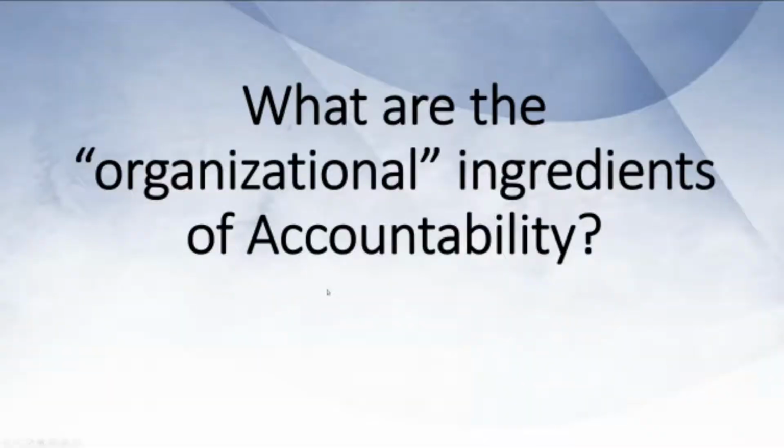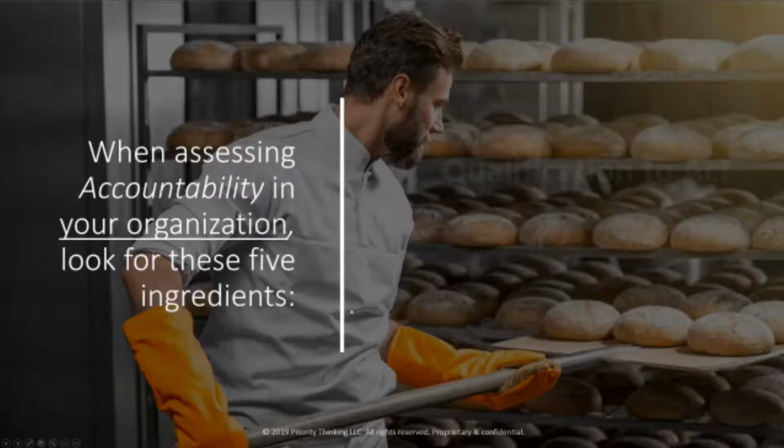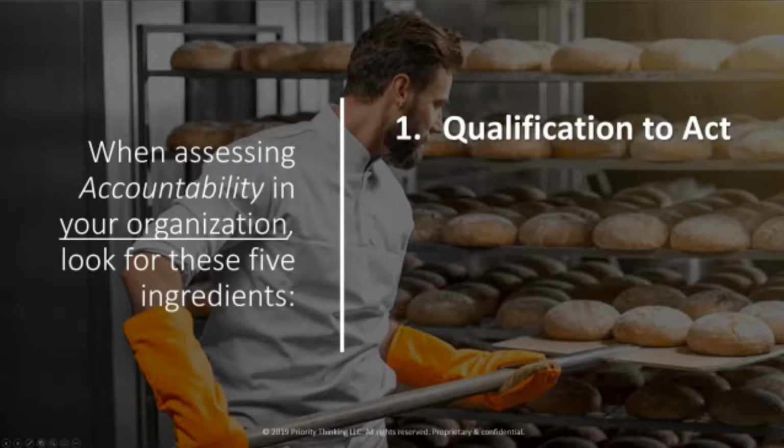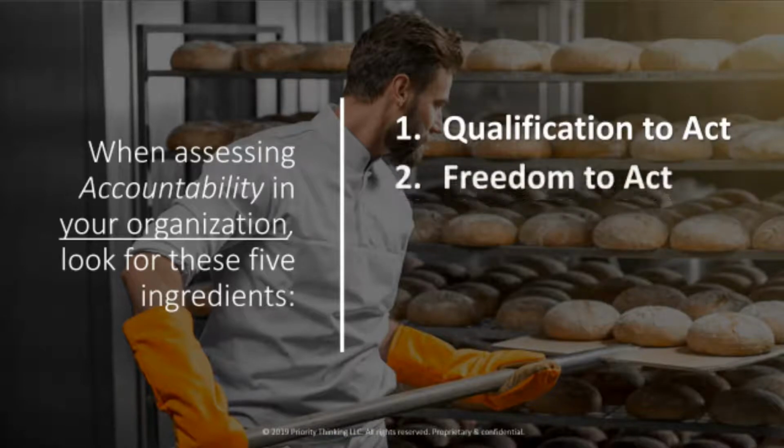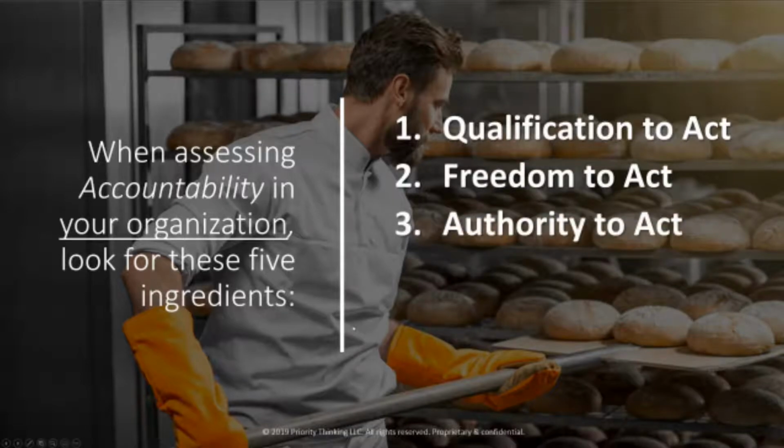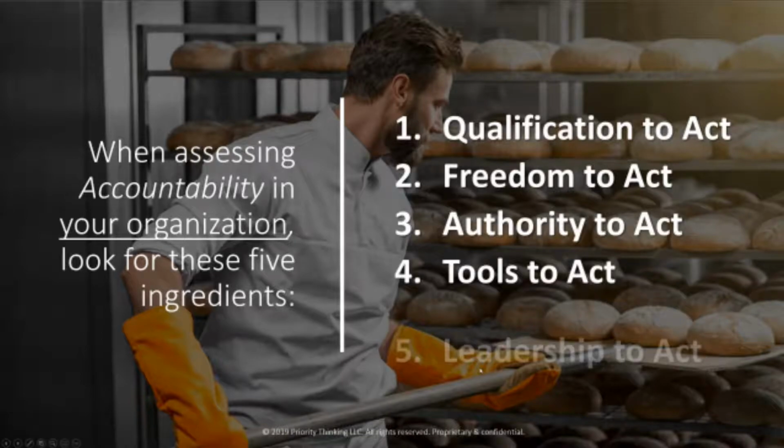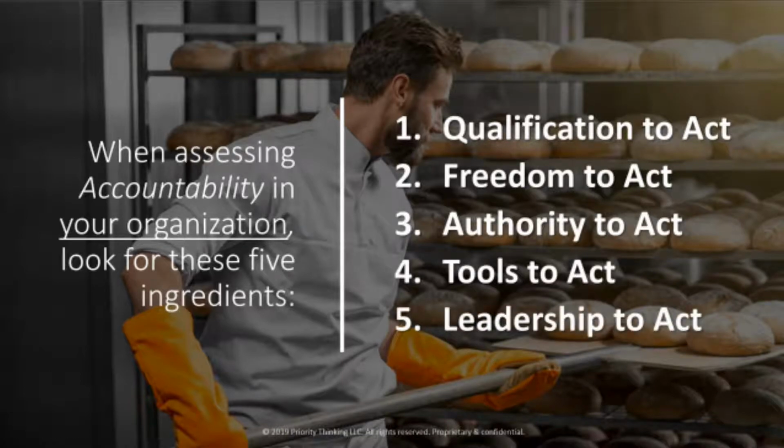So, what are the ingredients that we need to increase organizational accountability? Here are the 5 I'm going to cover. First, the employee and the leader have to be qualified to act. Second, they have to have the freedom to act. Third, the authority to act. Fourth, the tools to act. And finally, the leadership supporting their ability to act. So we're going to cover these 5 first.